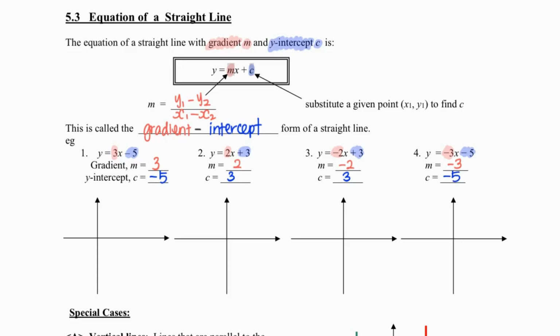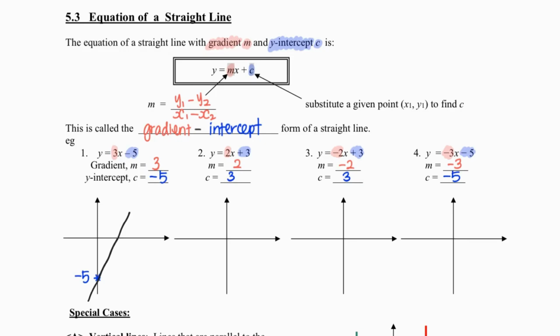Okay, how do we sketch this graph? First of all, the gradient is positive for the number 1. So let's indicate the y-intercept somewhere first. The y-intercept is negative 5, so negative 5 is here. Since this is going to be a positive gradient, it should slope up. Alright, so it's going to slope upwards, and this is what's going to happen.